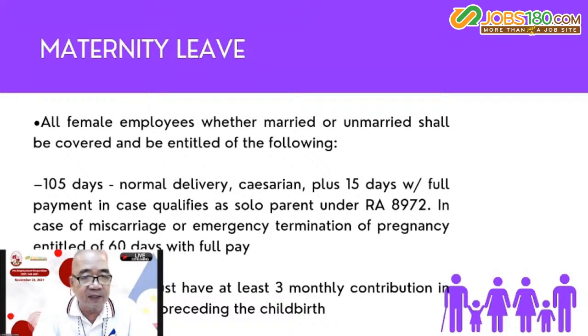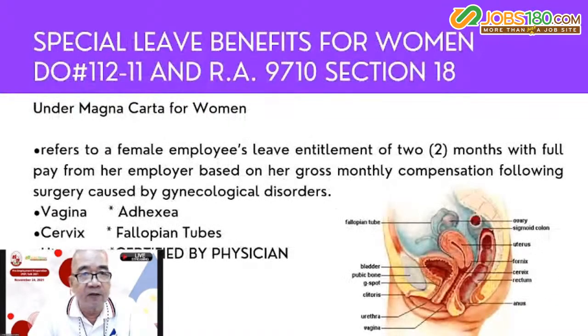In case of miscarriage or emergency termination of pregnancy, you are entitled to 60 days with full pay. And then the employee must have at least 3 monthly contributions in the 12-month period preceding childbirth. So maternity should be applied for at the SSS. And then we have another benefit for women, what we call RA 9710, Section 18, or the Magna Carta for Women.